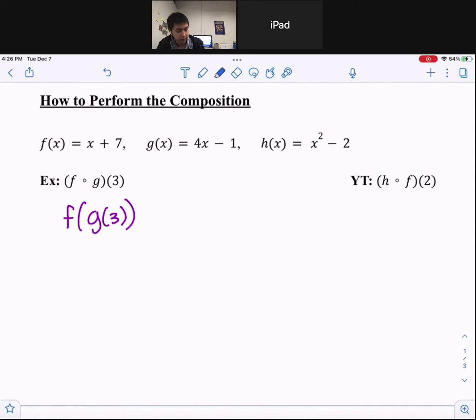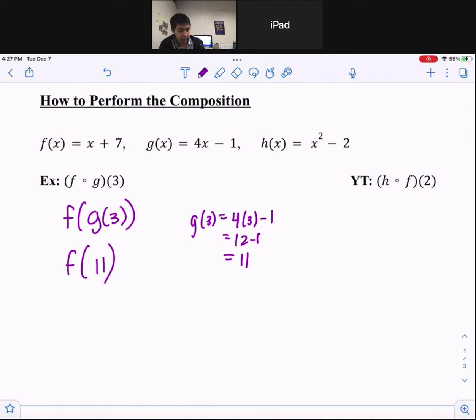So first, let's solve for g of 3. You plug 3 into your g function. So g of 3 is going to equal, plugging it into this equation, 4 times 3 minus 1. 12 minus 1, which is 11. So you know g of 3 is 11.